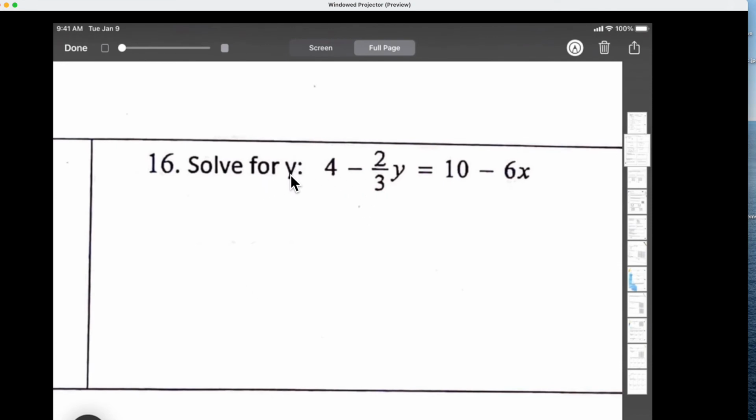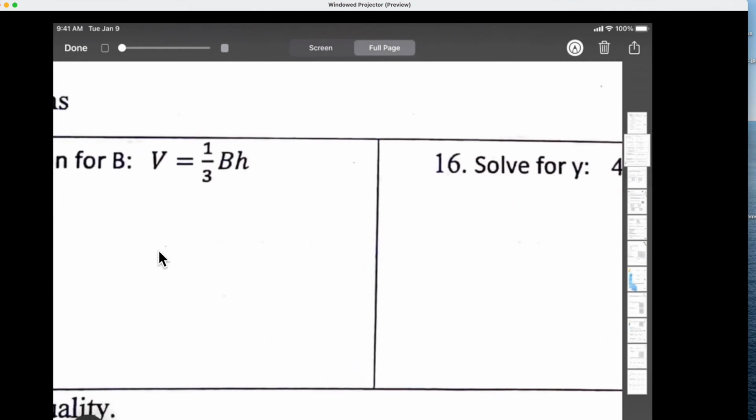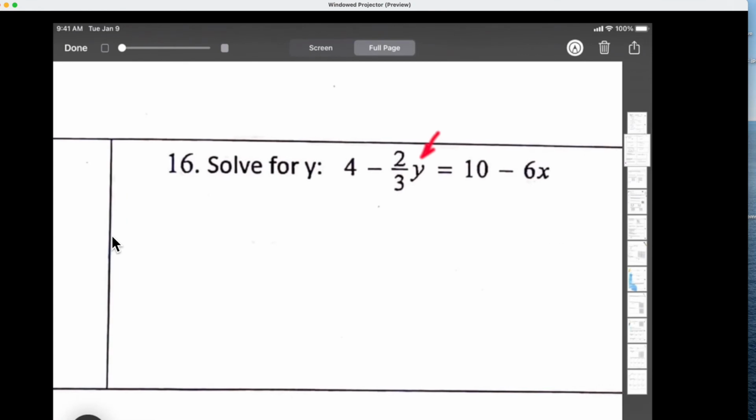Solve for y. Literal equation, letter. They want us to solve for y. So we want to get y by itself. So immediately, I see a similar scenario. I see a fraction being multiplied by the variable that we want to isolate. Just like over here. See the 1/3 times the capital B? We're going to do something similar over here.